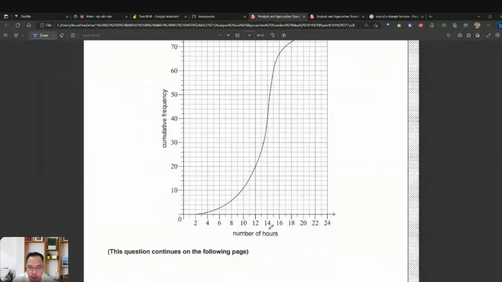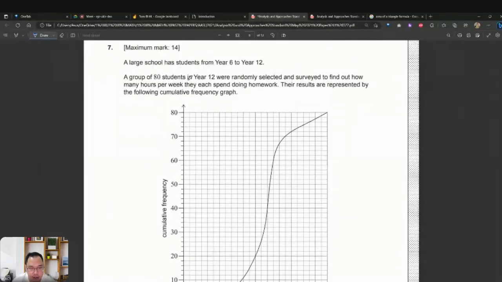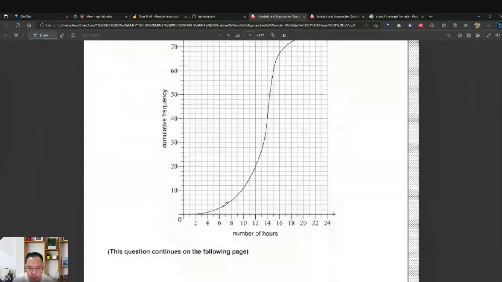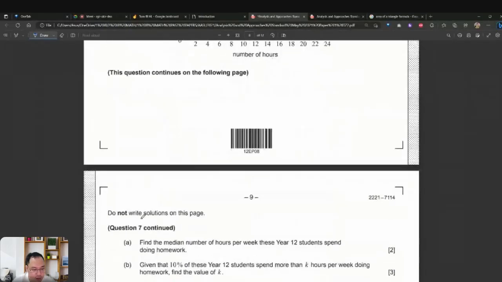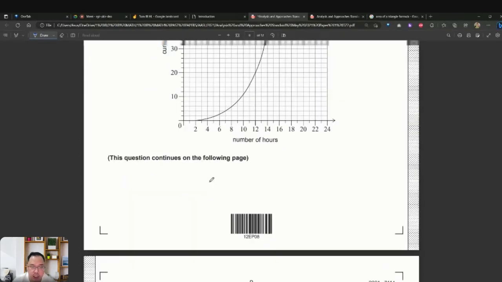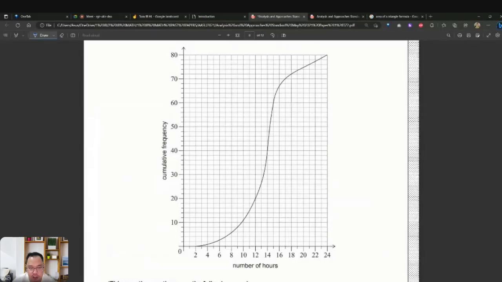The number of hours these 80 students spend doing homework, and most of the time the cumulative frequency curve, the graph, looks like an S letter like this. Question A: find the median number of hours per week these year 12 students spend doing homework. How do we find the median? Please tell me from this cumulative graph.